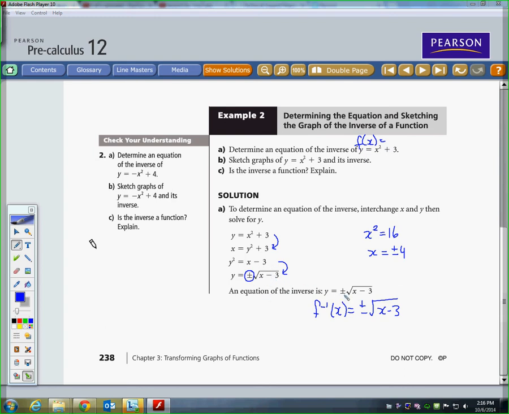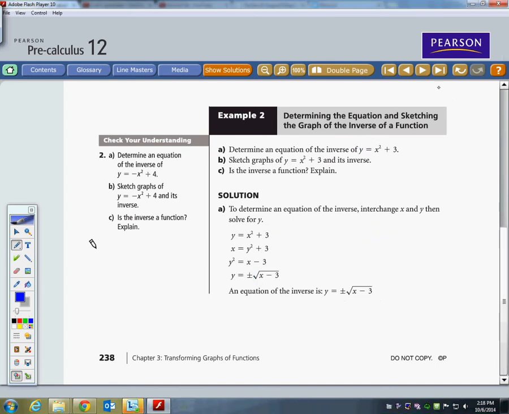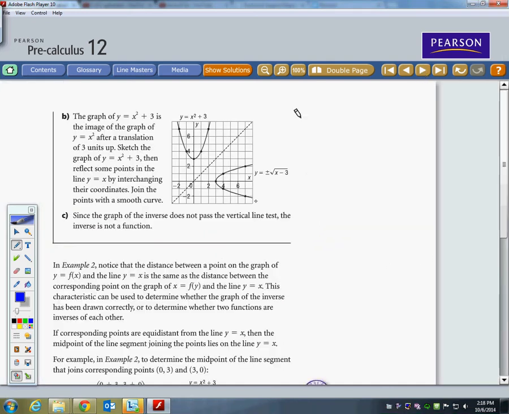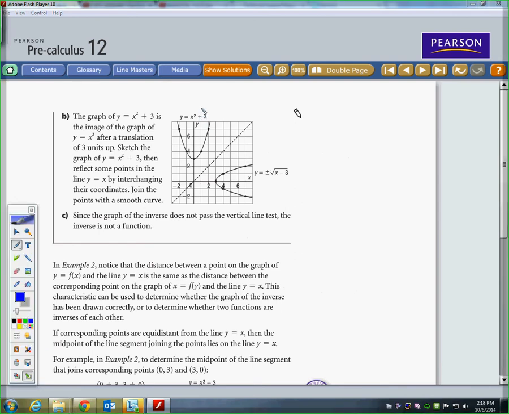So if we put those two in, and if we graph it, do they graph it? Sketch the graph? So let's check the next page. Sure they do. Okay, so here's our original, and here is the inverse. Is the inverse a function? No, it does not. Since the graph of the inverse does not pass the vertical line test, the inverse is not a function.